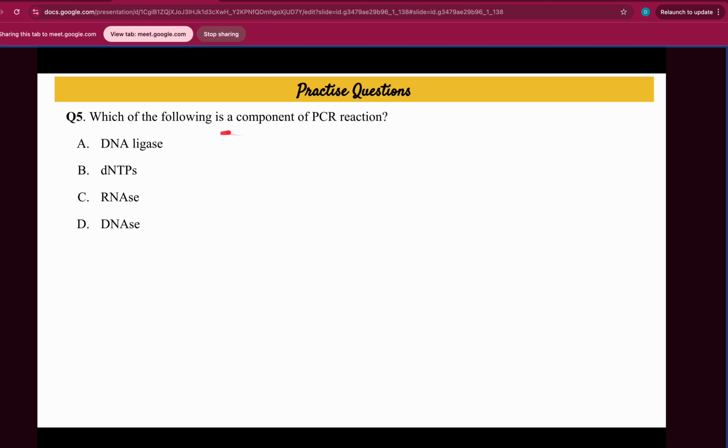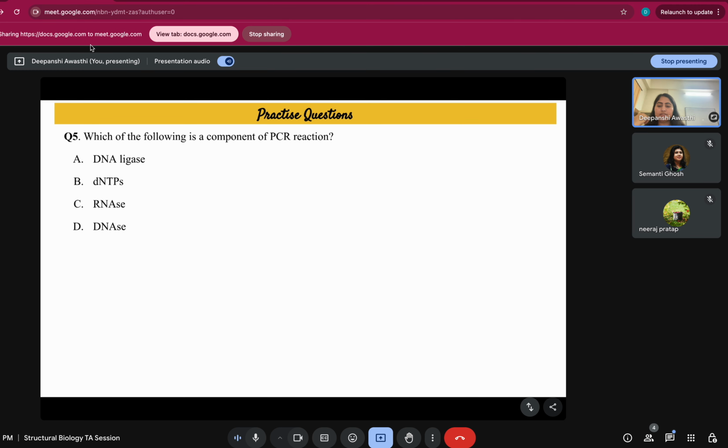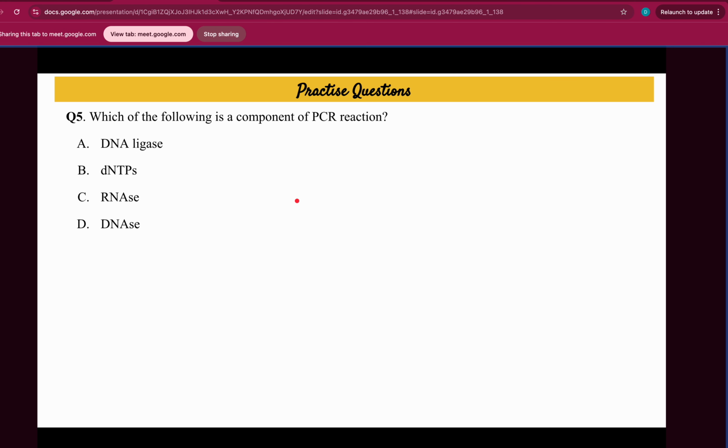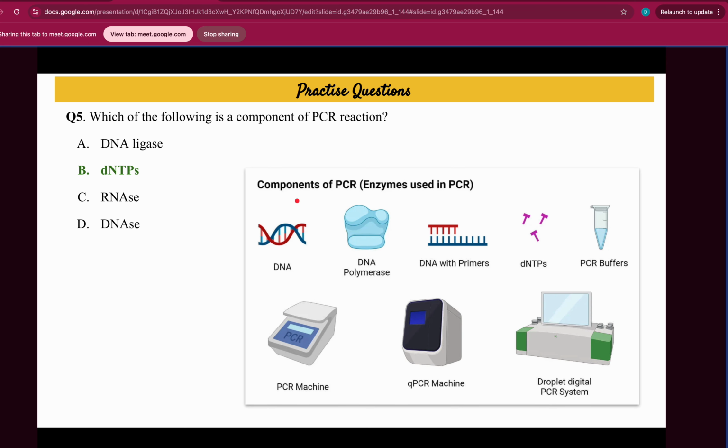Next question is, which of the following is a component of the PCR reaction? Option A, DNA ligase. Option B, dNTPs. Option C, RNases. And option D is DNases. So you have to tell which one is a component. Okay, let's see the answer. So the right answer is option B, which is dNTPs.